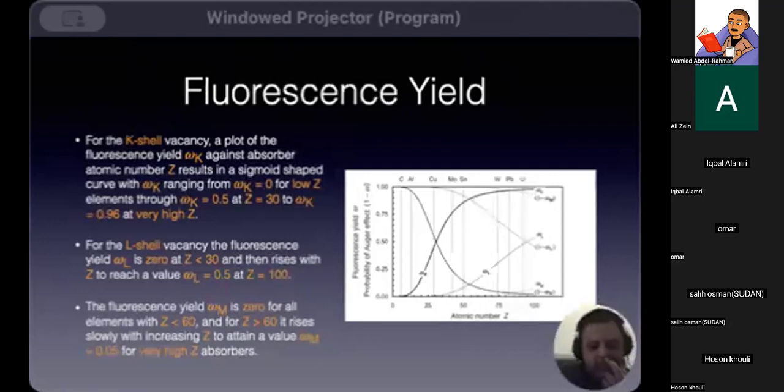For the L shell, definitely for lower atoms, we don't have electrons occupying anything in the L shell. Actually we do in the L shell, so carbon, yes, we do have electrons in the L shell, but we cannot have a transition. The point is we cannot have a transition from a higher energy level to a lower one, because for carbon, we don't have any electrons from an M shell, for example.